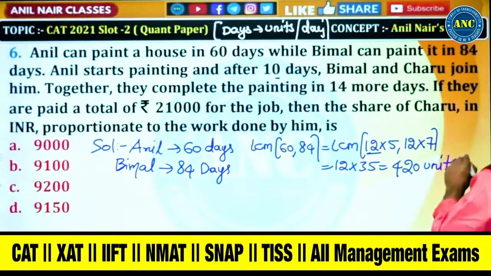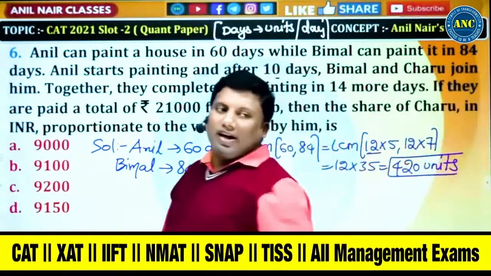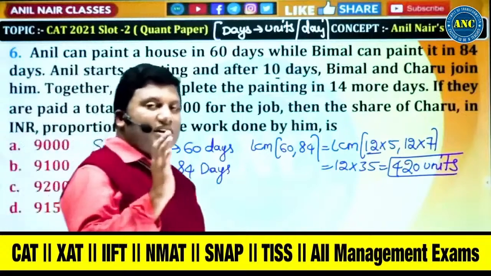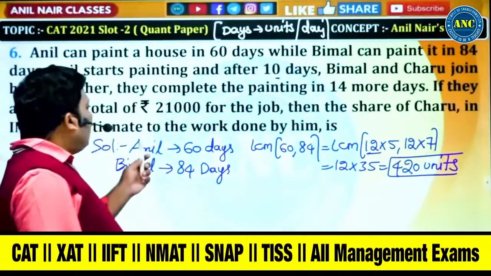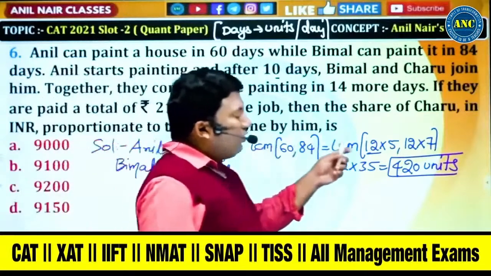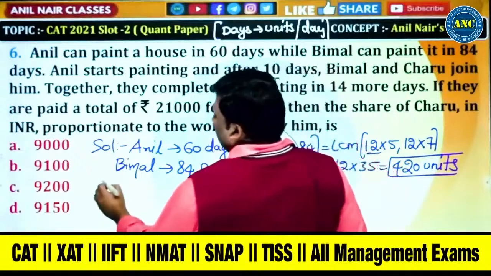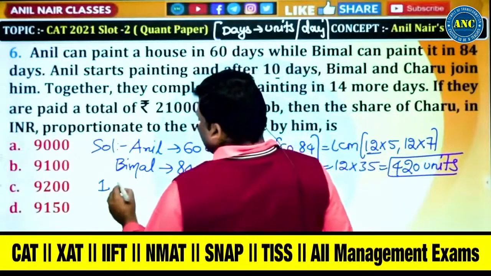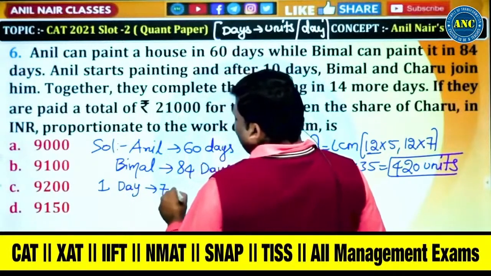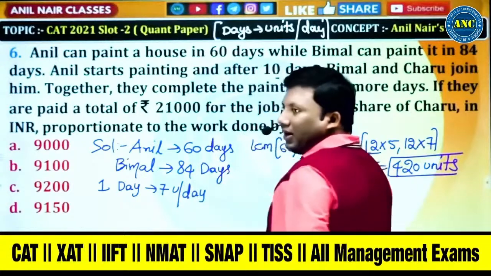Let the total work be 420 units. Let the total work to be completed be 420 units. Convert days into units per day. Anil is working for 60 days to complete how many units? 420 units. Anil can complete 420 units of work in 60 days. That means one day Anil can do 7 units per day.